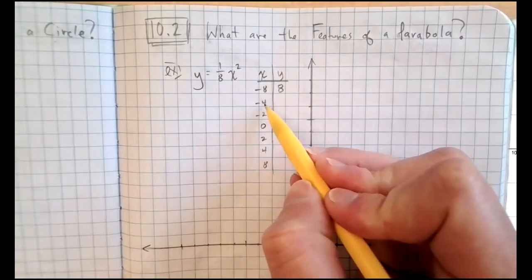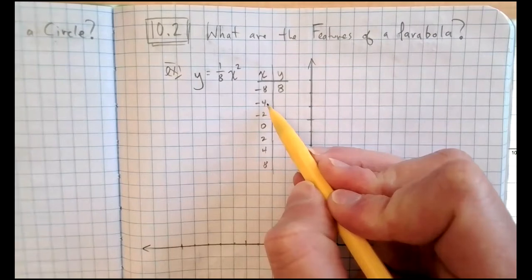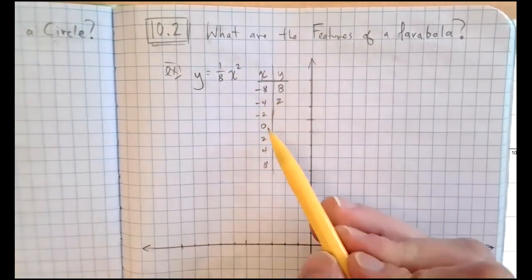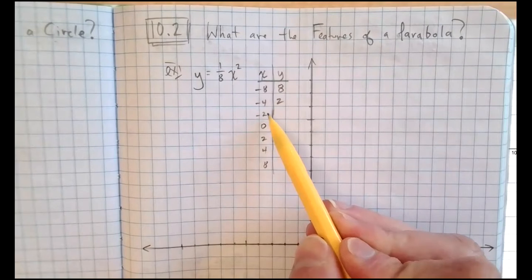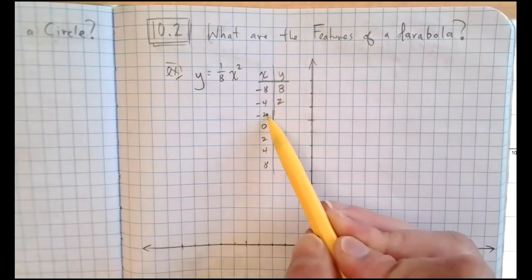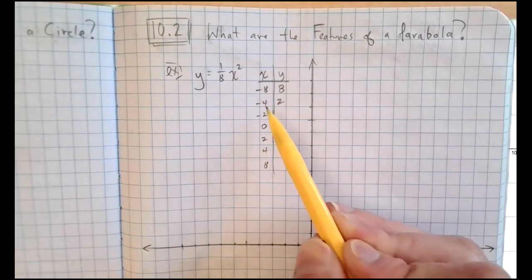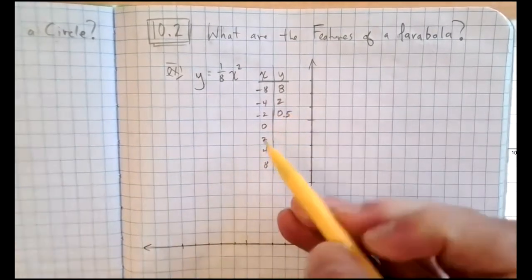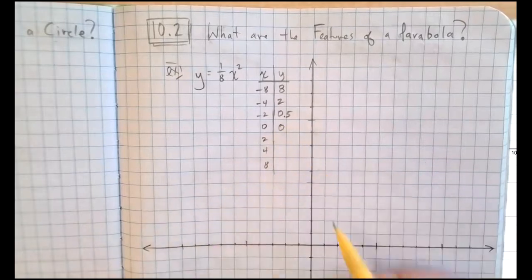If I square -4, that would be 16. 16 divided by 8, or 1/8 of 16, is 2. If I square 2, I'm sorry, if I square negative 2, same difference, right? If you square 2 or negative 2, you get the same idea, which is 4. An eighth of 4 is 1/2. I'm just going to say 0.5. This is the easy one. 1/8 of 0 is 0.